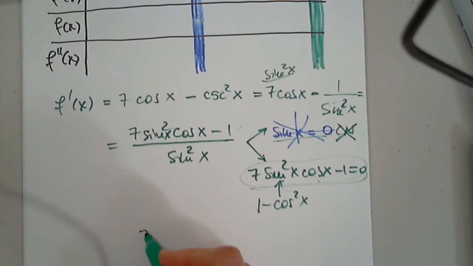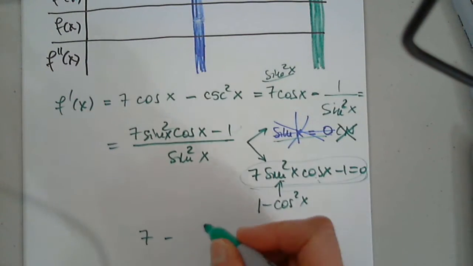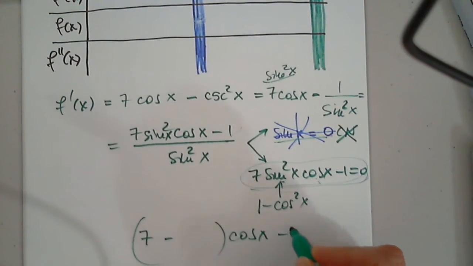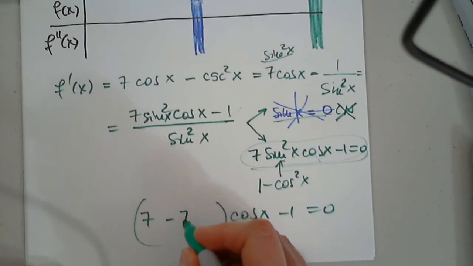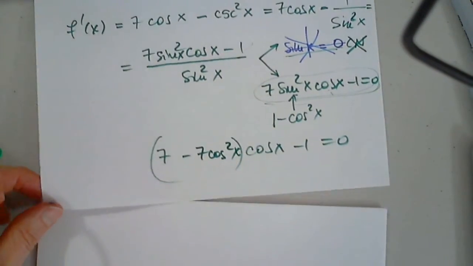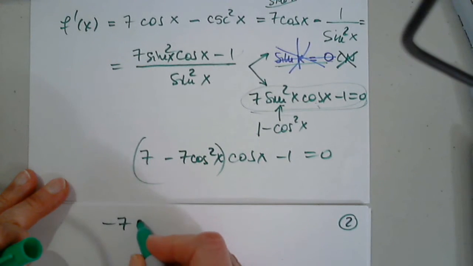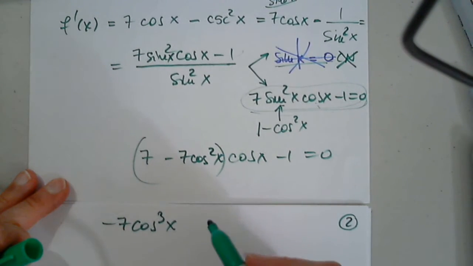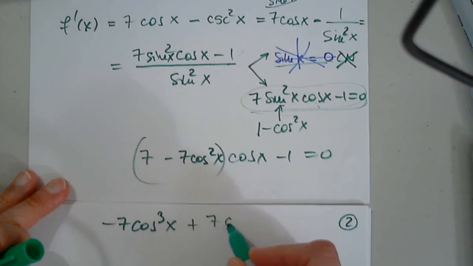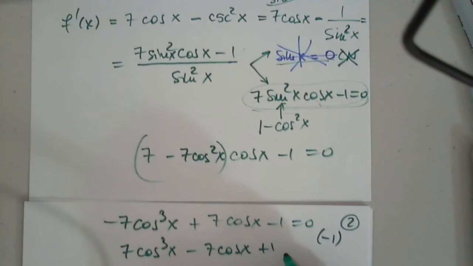So I have 7 times 1 minus cosine squared, and multiplied by cosine. So then 7 cosine squared x. Not a friendly type of equation. Okay, so we have negative 7 cosine cubed, plus 7 cosine x, and minus 1 equals 0. I'll multiply by negative 1, and I get 7 cosine cubed minus 7 cosine x plus 1 equals 0.